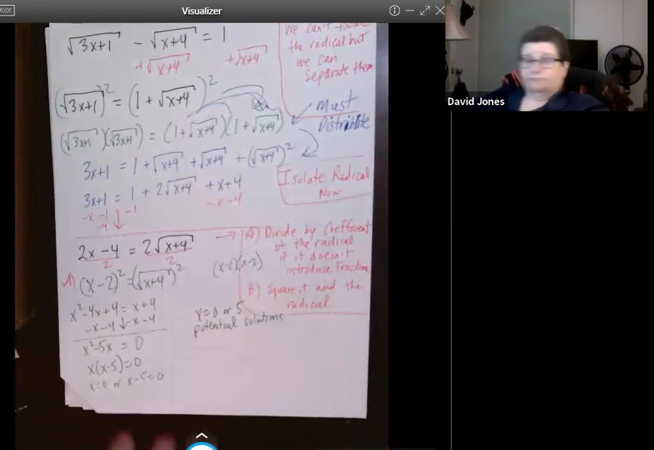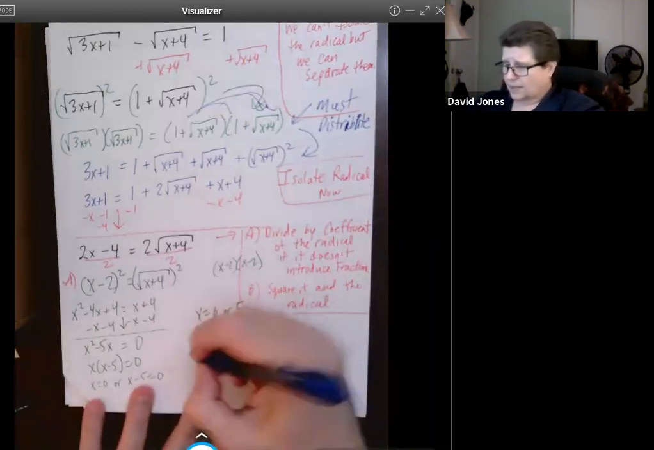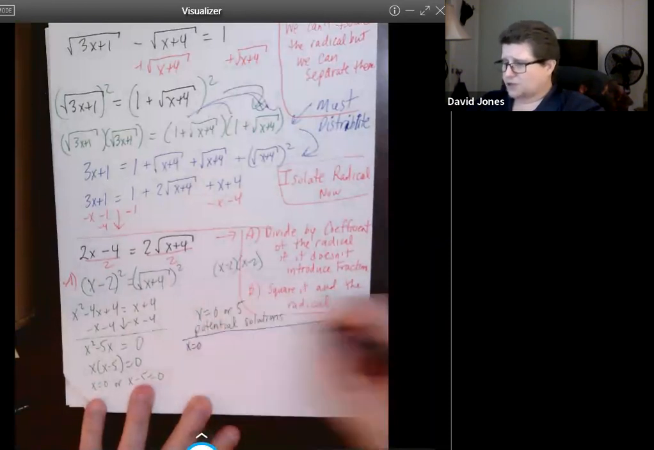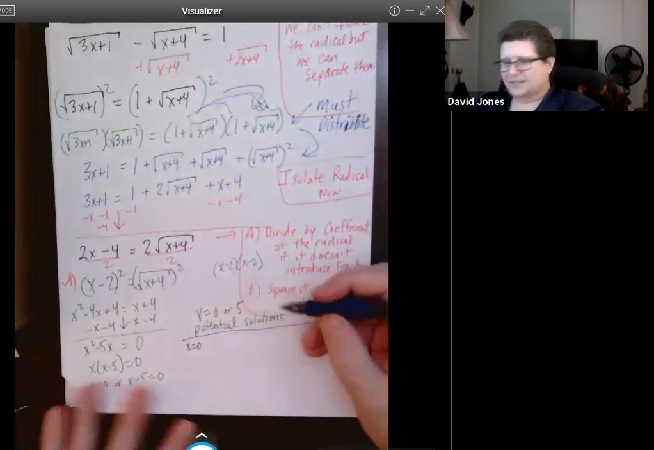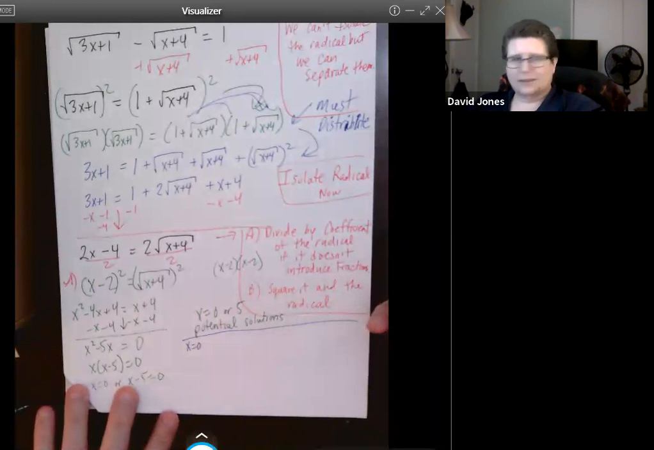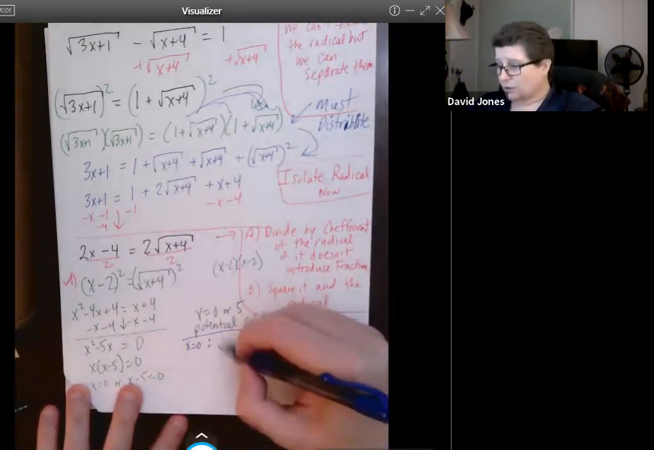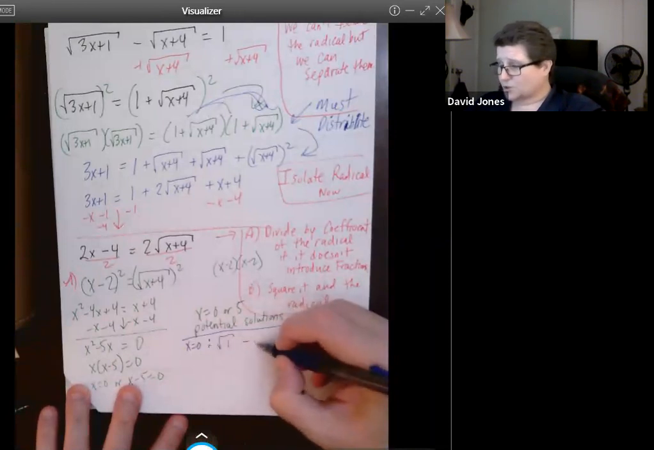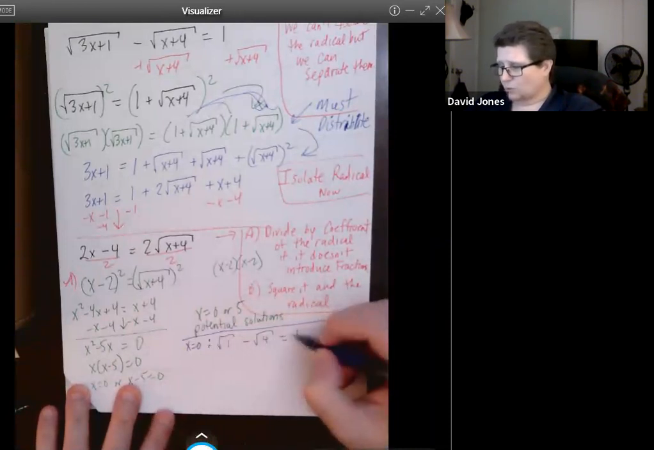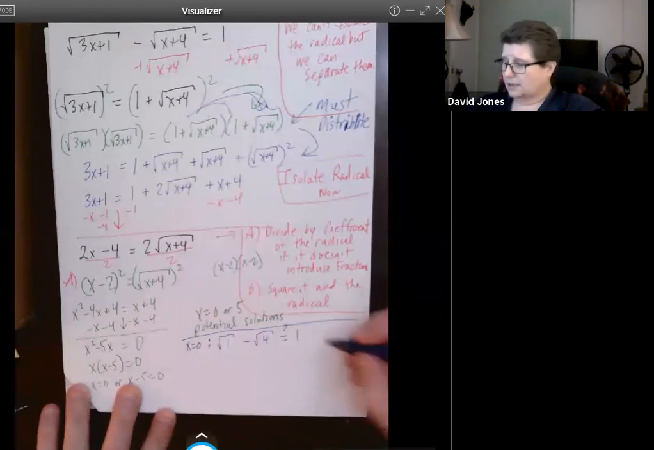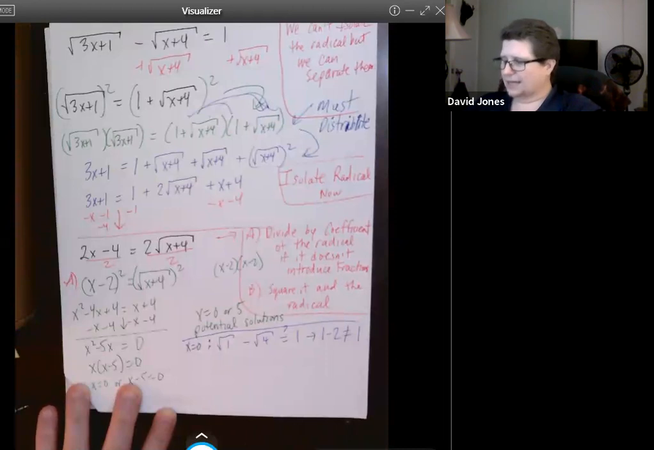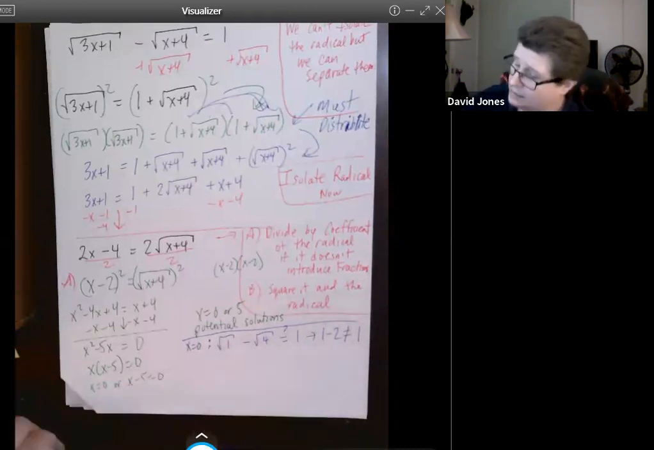Let's check them. x equals 0 in the original equation. The zeros cancel out everything with an x in it. So I have the square root of 1 minus the square root of 4. Does that equal 1? 1 minus 2 does not equal 1. So x equals 0 is bad.